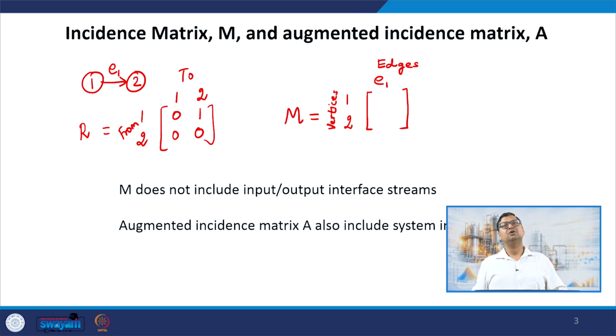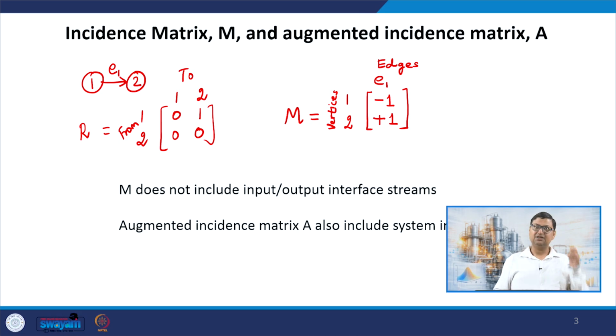Now, I will put a -1 here if the edge is leaving a particular vertex and +1 there if it is reaching a particular vertex. Let us say E1 is starting from 1, so it is leaving 1. In the first row I will put a -1, and it is reaching 2, so it is the incoming at 2. I am going to put a +1 there. This particular matrix is what I call the incidence matrix.